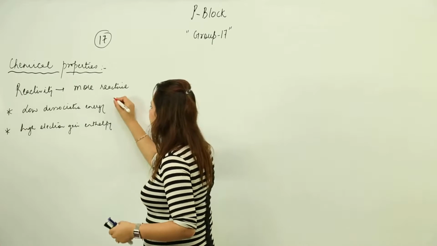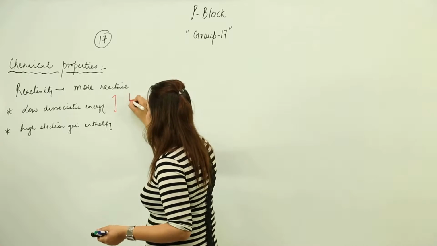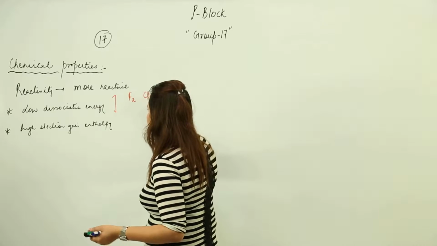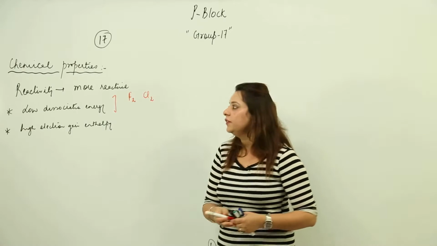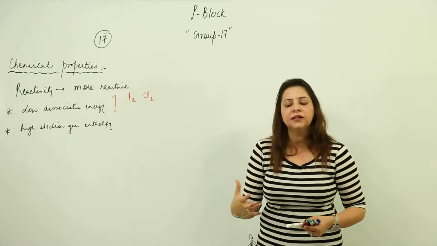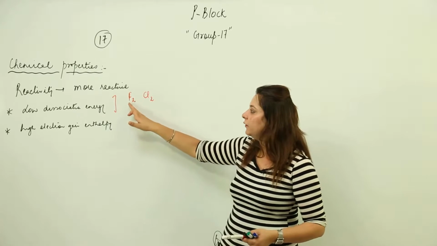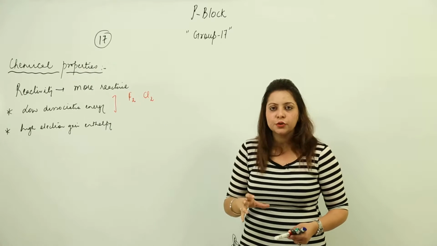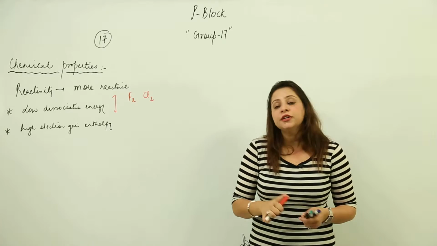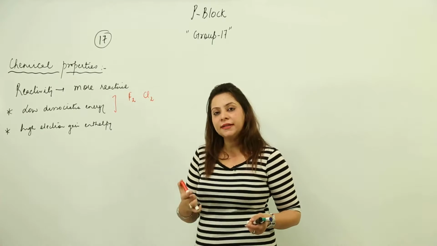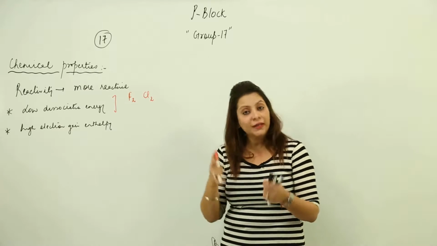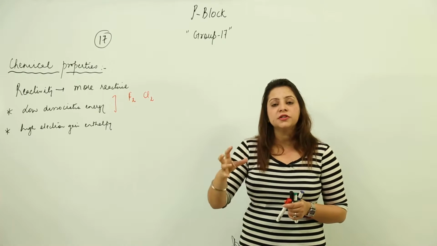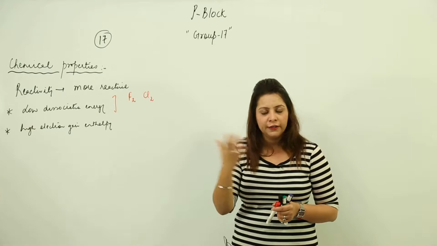Low dissociation energy means, suppose we have a gas like fluorine, or a gas like chlorine. Whenever they react with something else, breaking the F-F bond in F2 or the Cl-Cl bond in Cl2 requires less energy. You must be thinking why it requires less energy, because this is the group with the smallest size. As you all know, fluorine is the smallest of all in the periodic table.